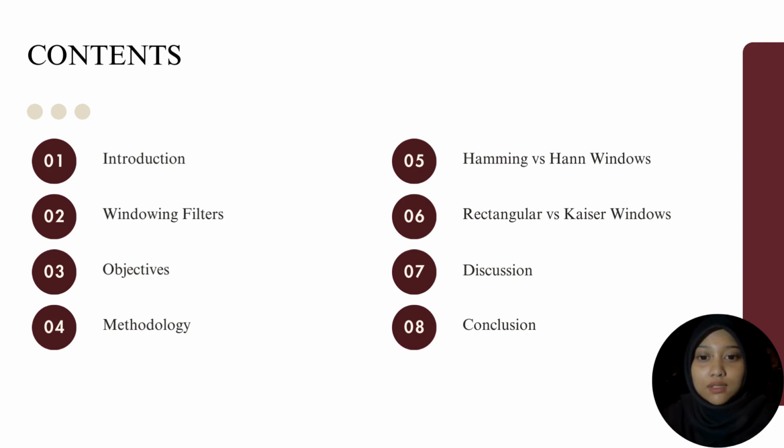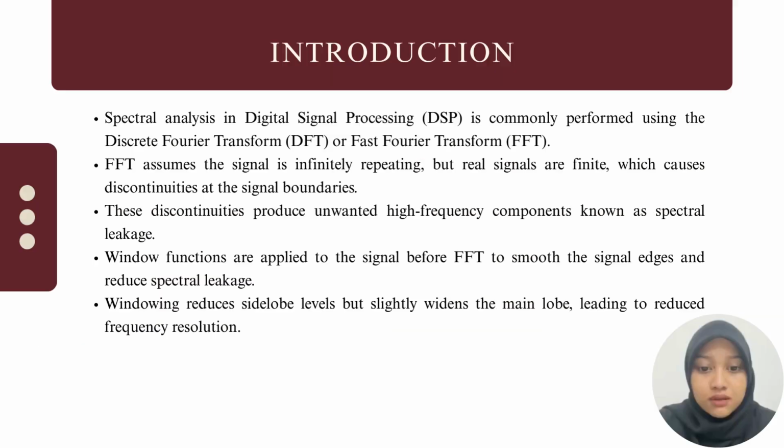Next, our content is introduction, windowing filter, objective, methodology, Hamming versus Hann window, rectangular versus Kaiser window, discussion and conclusion. For our assignment, we focus on spectral analysis in digital signal processing or DSP. Spectral analysis in DSP is commonly performed using the discrete Fourier transform or DFT and also the fast Fourier transform, FFT. FFT assumes that the signal is infinitely repeating.